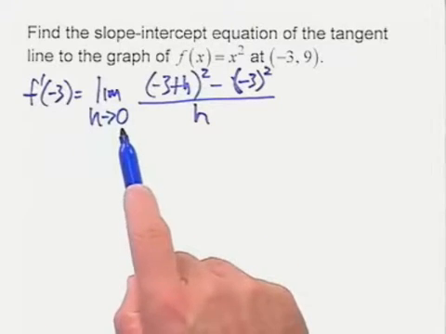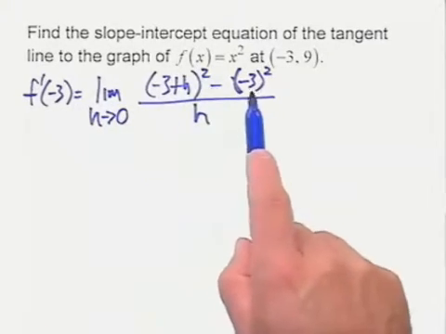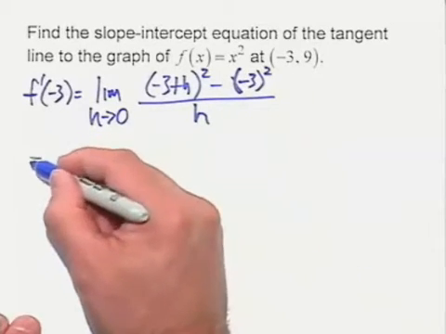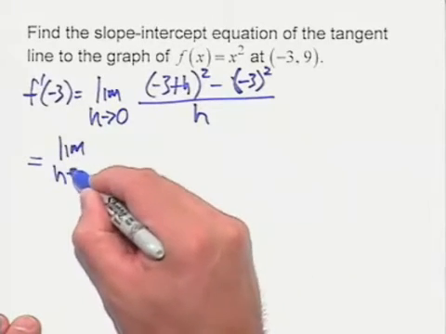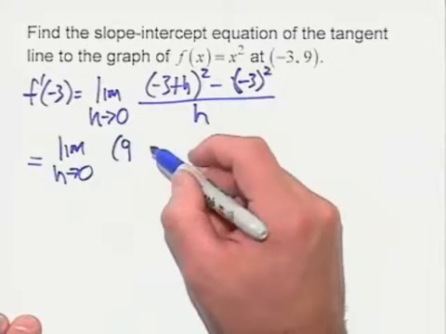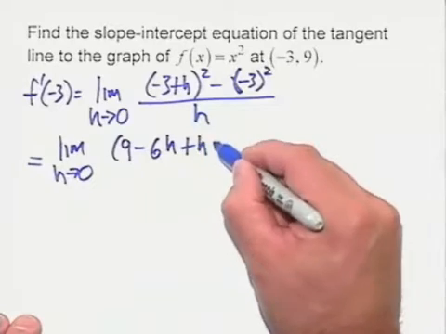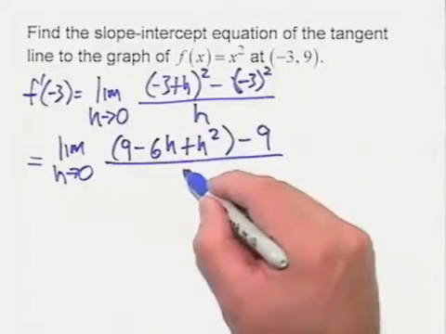The limit as h approaches 0 of -3 plus h, quantity squared, minus -3 squared all over h. So we need to evaluate this limit first so that we can have our slope. So it's a limit as h approaches 0. I'm going to FOIL this out carefully here. We come up with 9 minus, in this case, 6h plus h squared, quantity, minus 9 all over h.